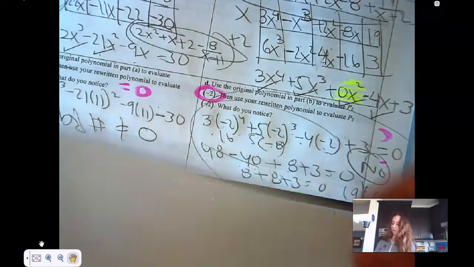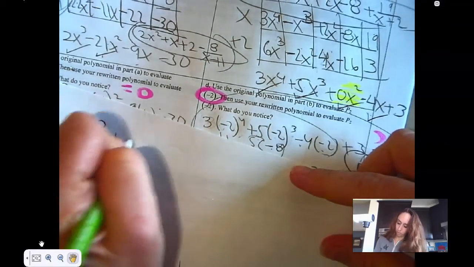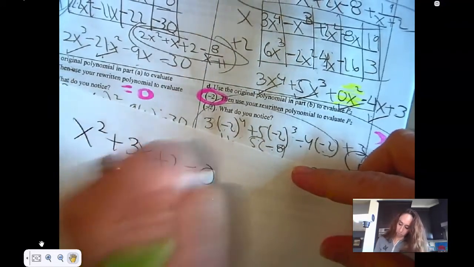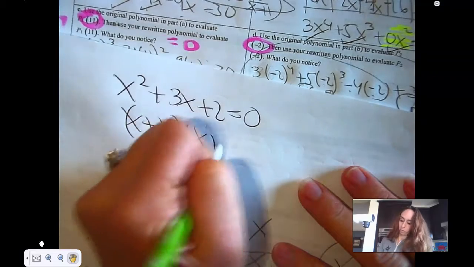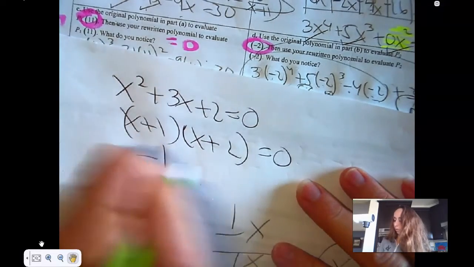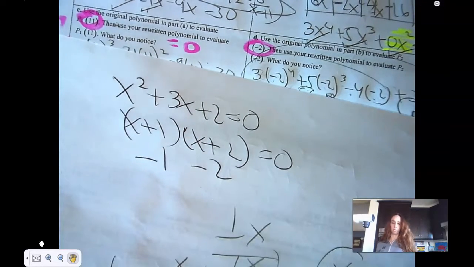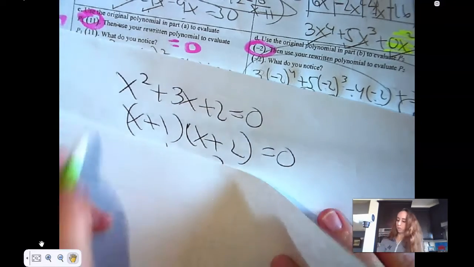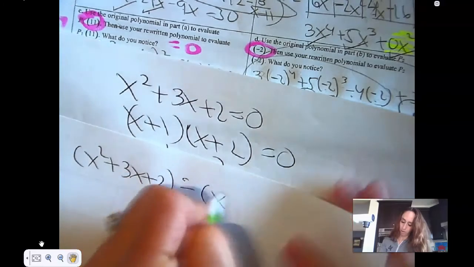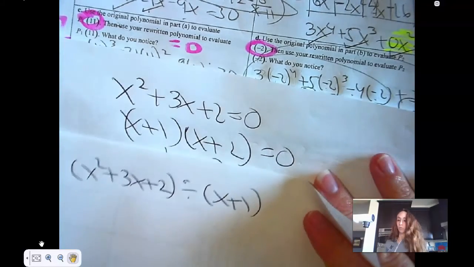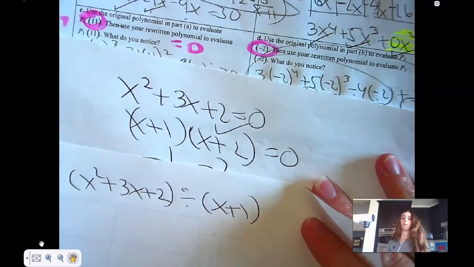So what do I mean by that? Okay, I want to give you a scenario like this. I want to kind of tie it all together, and then we'll do the next problem. So let's say I have x squared plus 3x plus 2. I know I can factor it, and I get x plus 1, x plus 2, set it equal to 0, and I get -1 and -2. So that's a given. So how do you know? What if I said this? I want you to go x squared plus 3x plus 2 and divide by x plus 1. You should get x plus 2 because that's what would be left over.